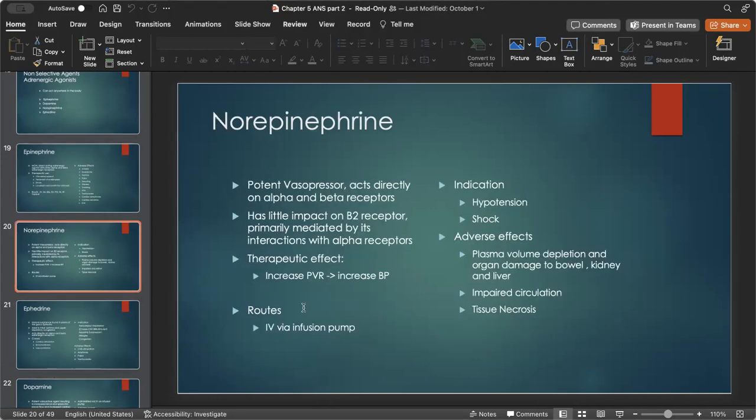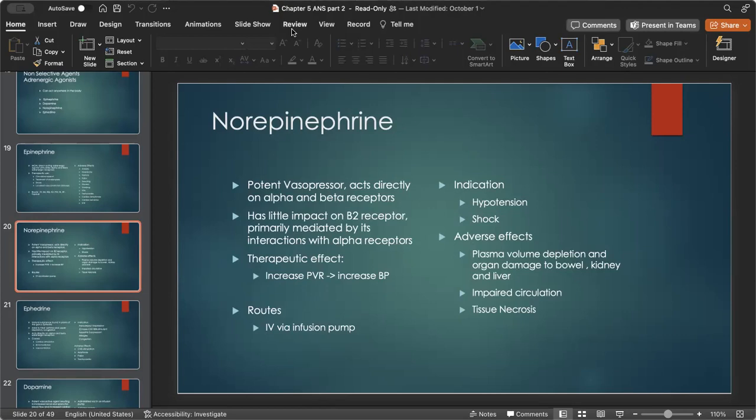Similarly in norepinephrine, right? This is a vasopressor, which means that it helps opening the veins. They have little impact on beta 2s. Kind of saw that in the other one. But like I said, these work on mainly the alphas. So what sorts of indications can it do?